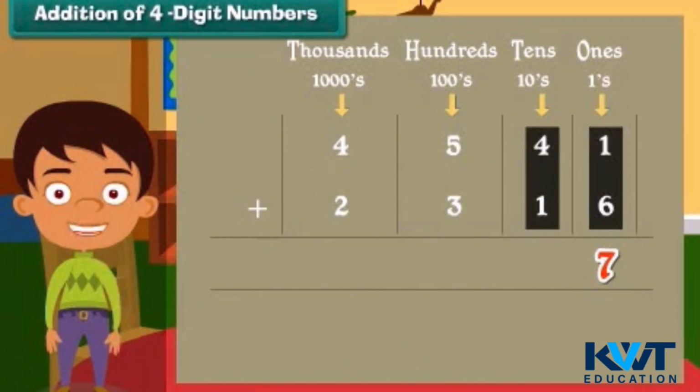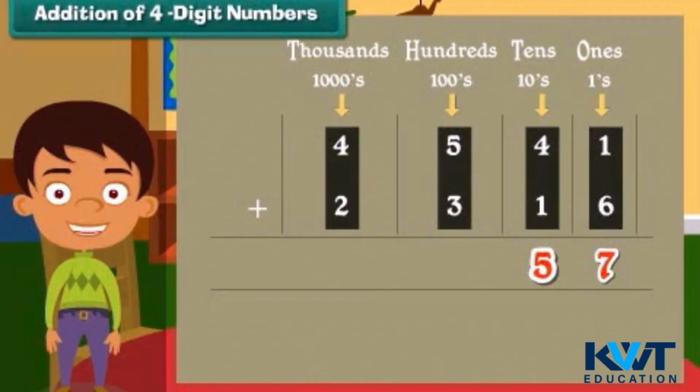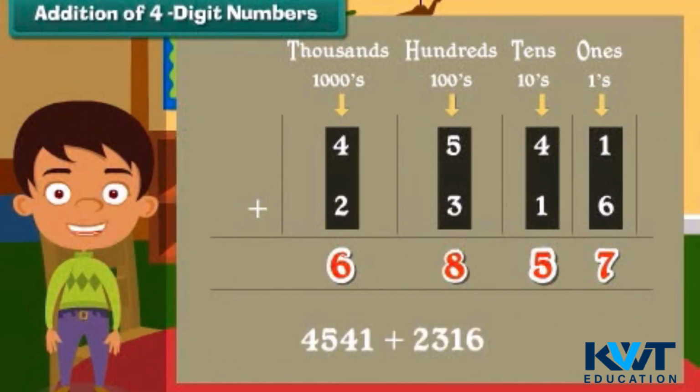4 plus 1 is equal to 5. Similarly, we add the numbers under place 100 and thousands. The numbers we get are 8 and 6 respectively. So, given numbers 4541 and 2316 when added is equal to 6857.